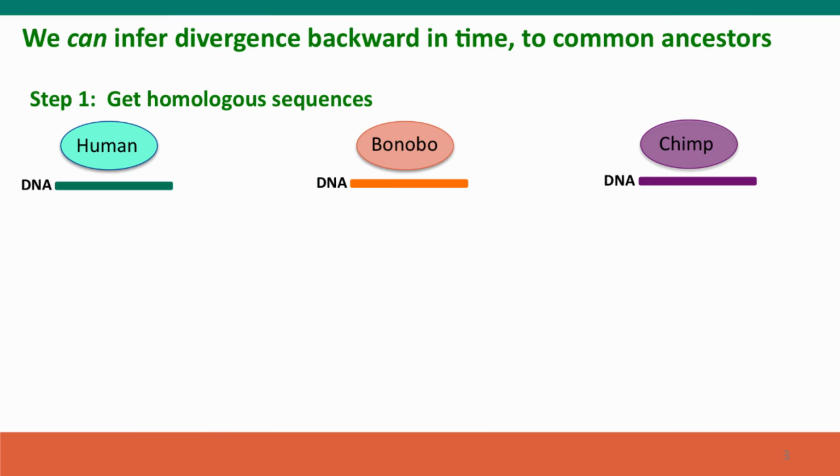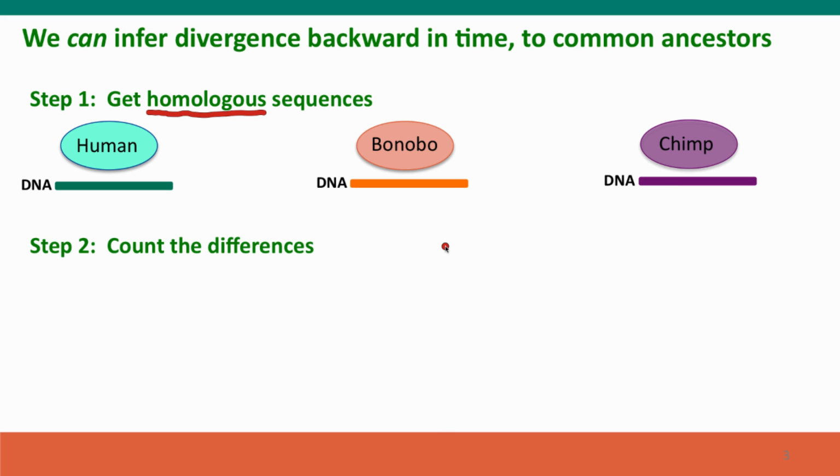So in order to infer differences back in time, we need to start with homologous sequences. We can only compare the differences if the sequences are homologous. And you'll remember that homologous means not just that they're similar, but that they're so similar that we are convinced this could only be true if they are descended from a common ancestor. So once we are confident that they're descended from a common ancestor, then we can make a lot of inferences about the steps between the common ancestor and now.